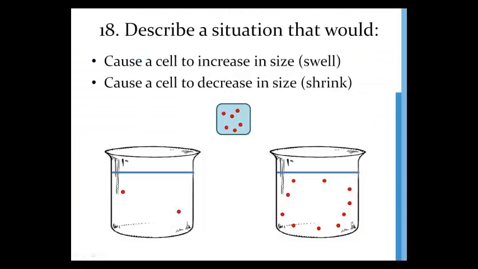So next question. Describe a situation that would cause a cell to increase or swell and decrease or shrink. So here I've got my cell. It's got 6 little particles inside. And I'm going to take that cell and I'm going to drop it into this first beaker. You see that there's much more particles inside the cell than outside of the cell.